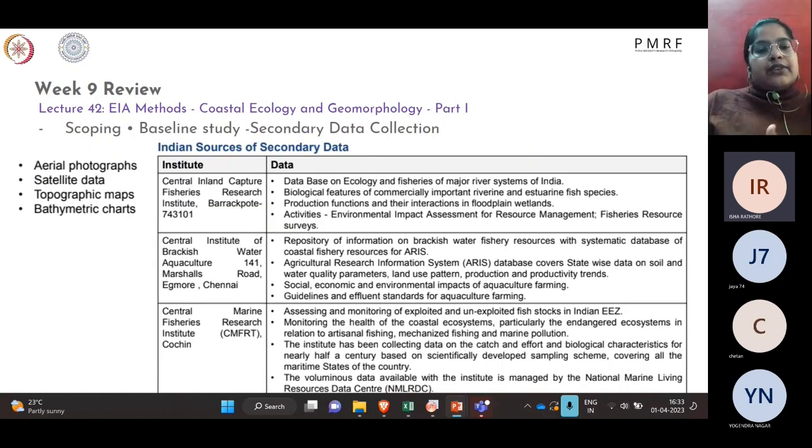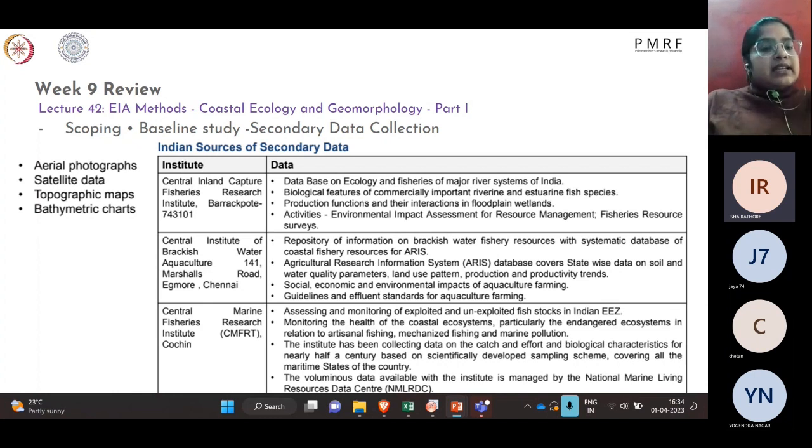And then you have a few agencies which you can use for gathering your secondary data. These are institutions which gather data on different coastal parameters, so you can look up these institutes. You have the Central Inland Capture Fisheries Research Institute. You have the Central Institute of Brackish Water Aquaculture, 141 Marshall Road, Egmore, Chennai. This is an institute which is in Chennai. You can visit them to get data. You can ask them for the online archives which they have and access to them. Then you have the Central Marine Fisheries Research Institute, which is in Cochin, also known as the CMFRI.